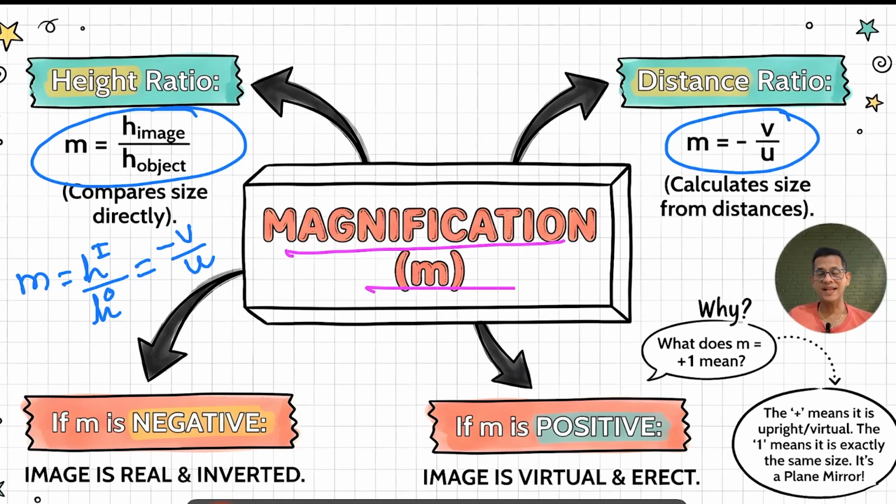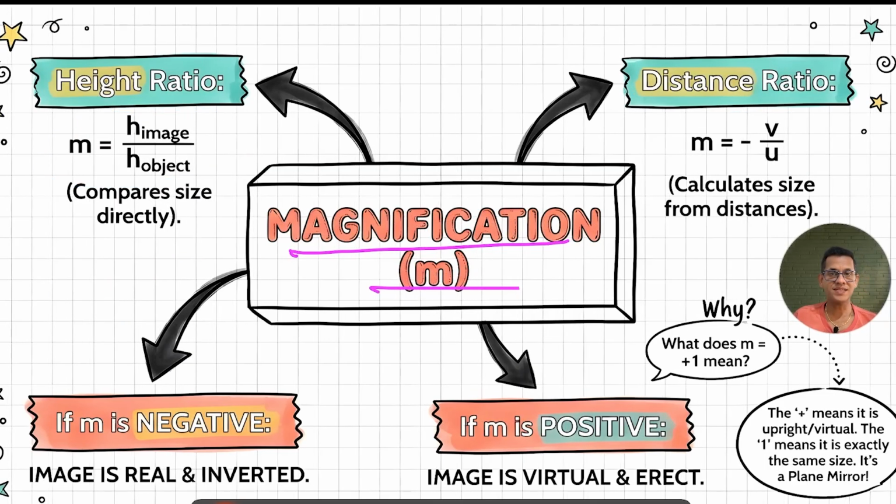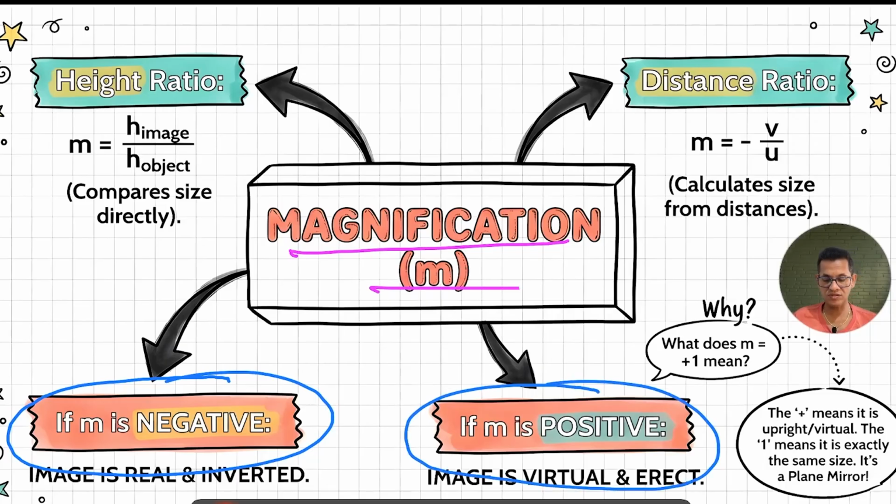So let's understand the meaning of the value of magnification. Let me just erase this. Magnification, as I said, can be positive or negative depending upon whether the image is virtual and erect, or real and inverted. So you will get negative magnification if the image is real and inverted, and positive magnification if the image is virtual and erect.